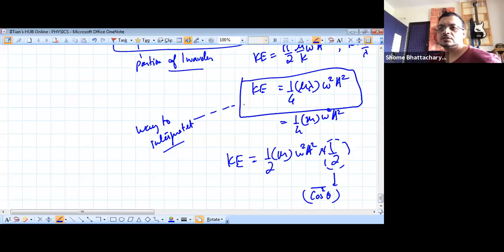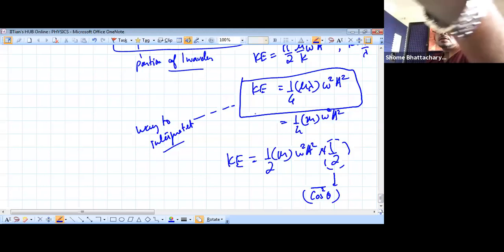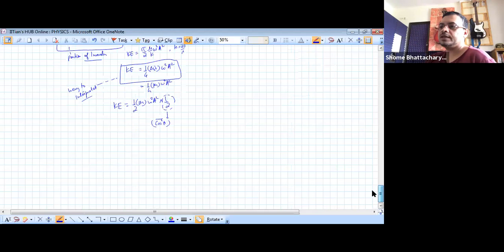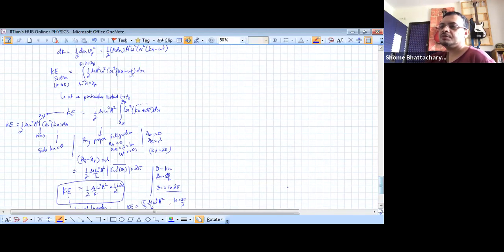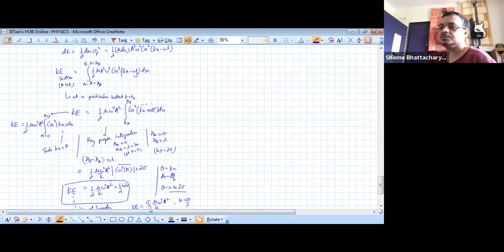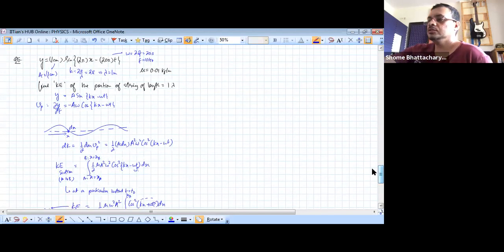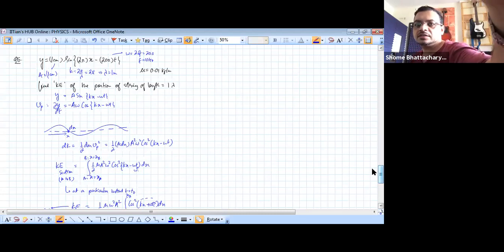Are people following this? I hope you are understanding this trick of using the average value. Only in very rare cases, if you have a complex type of question where you want to calculate the kinetic energy between, let's say, 0 and lambda by 3 or 0 and lambda by 6, then you have to actually sit and do this integration. You can't get away by using the average value. Okay, so just make a note of the solution of this, because this is another interesting and important type of question.